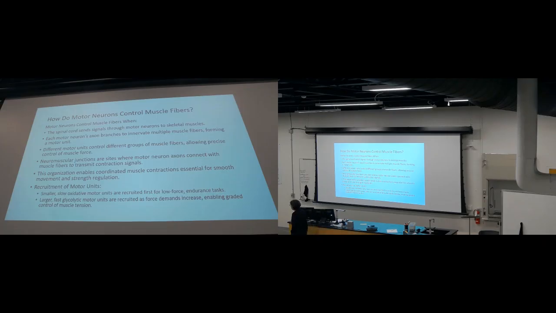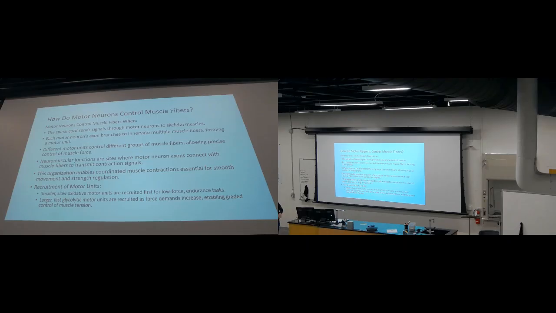Now, how do these motor neurons control our muscle fibers? So we have the spinal nerves coming from the spinal cord that extend through the pathways of the different tissues in our body, reaching the skeletal muscles. And then, depending on the motor neuron is how many fibers they're going to stimulate. So we have motor units that control different groups of muscles, which allows precise movements or control of the muscle force.